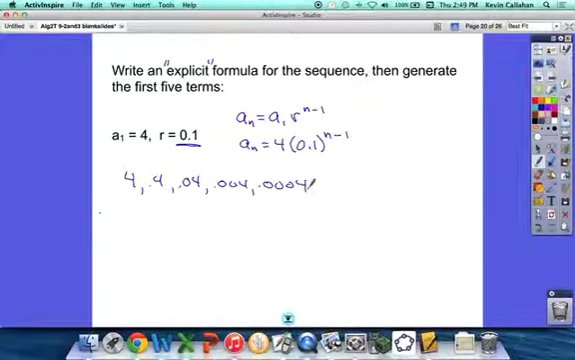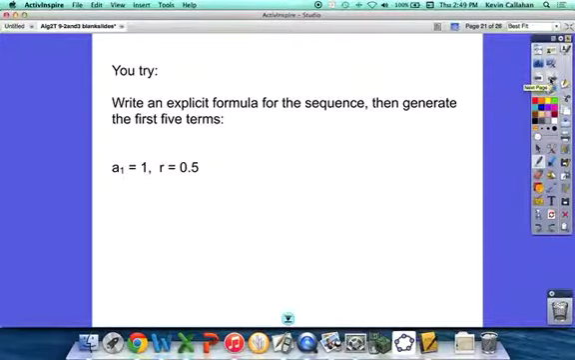I never even 100% understood what I'm looking at when I look at this, I have to tell you. That is a way you could enter in sequences directly. In the end, you might as well just do it in regular function mode and put in 4 times 0.1 to the x minus 1, and then look it up in the table for the integer values. You'd have the same thing. Okay, so do the same thing with this. Write the formula and the first 5 terms.